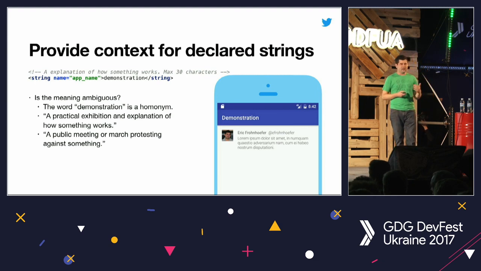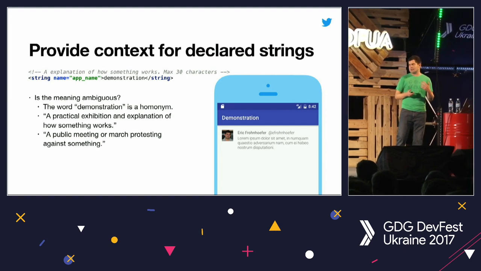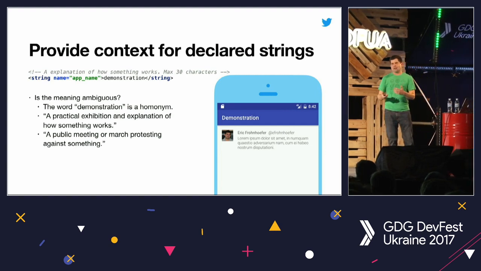And other languages have similar things. There are heteronyms, and there are also homographs. These are words that are spelled the same but sound different, like a bow and arrow or the bow of a boat.